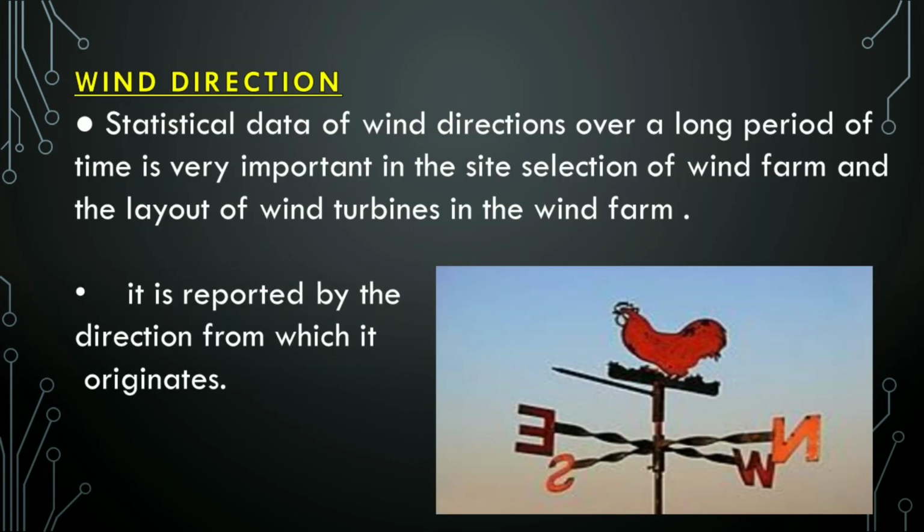Next is the wind direction. Statistical data of wind directions over a long period of time is very important in the site selection of a wind farm and the layout of wind turbines in the wind farm. So wind direction is defined as the direction the wind is coming from. For example, a north or northerly wind blows from the north to the south. It is reported by the direction from which it originates. It is usually reported in cardinal direction or in degrees.